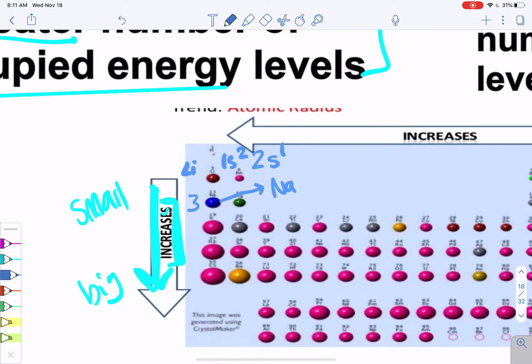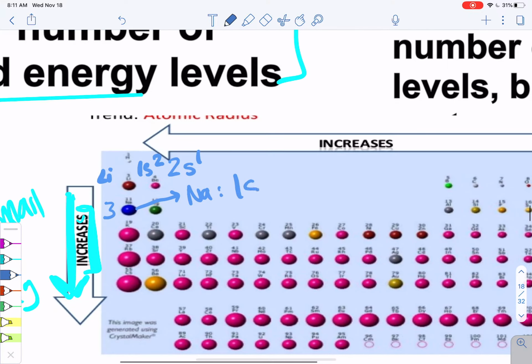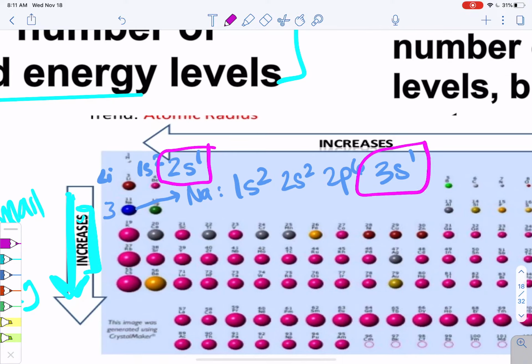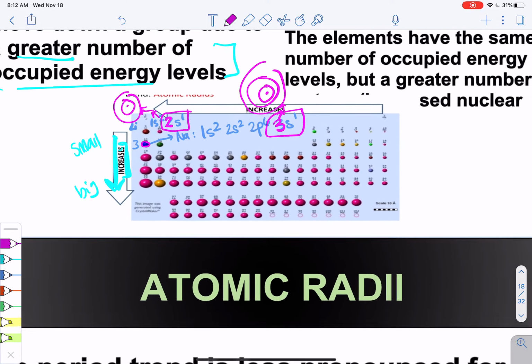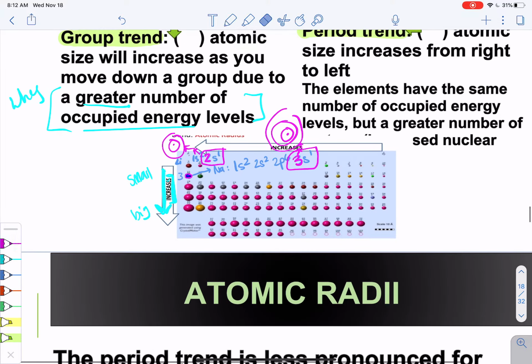Sodium is on the third row, so its electron configuration will be 1s2, 2s2, 2p6, 3s1. What we're comparing here is the difference between 2s1 and 3s1. The reason that sodium is bigger is because 3 is bigger than 2, and this 3 represents what ring I'm on. That's the third ring, whereas this one is the second ring. So obviously the third one's going to be bigger, so we increase as we go down. I'm going to erase all this so that I can talk about period trend.